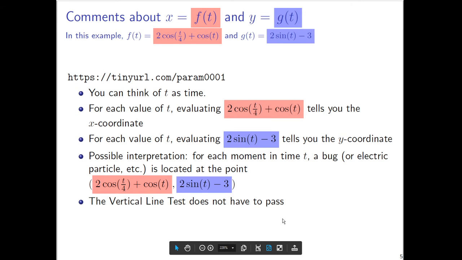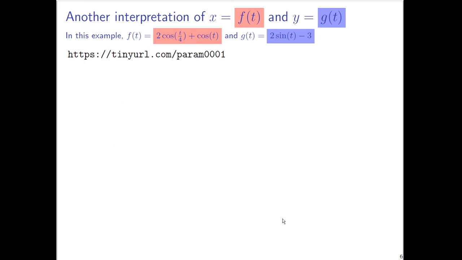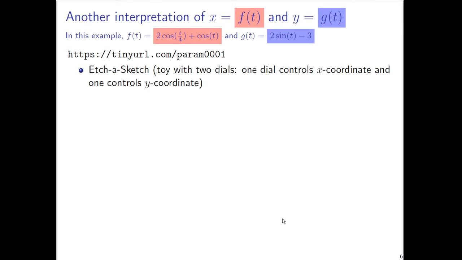Okay, the vertical line test does not have to pass. We see this in the example we were just looking at over here. And just to provide another interpretation, I don't know if you've played with this old toy called the Etch-a-Sketch. It has 2 dials, and one dial controls the x-coordinate, one controls the y-coordinate. And that's what you could think of this formula that is background highlighted in red and the other highlighted in blue. You could think of it like that.